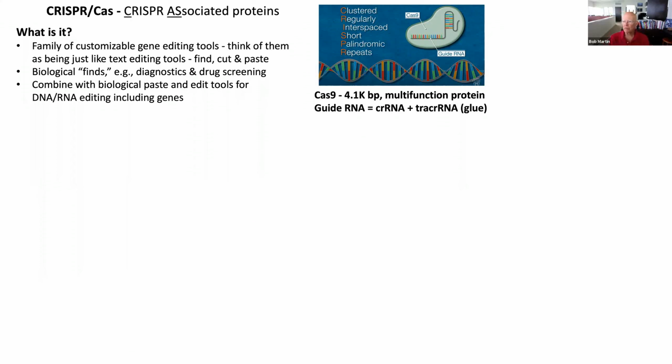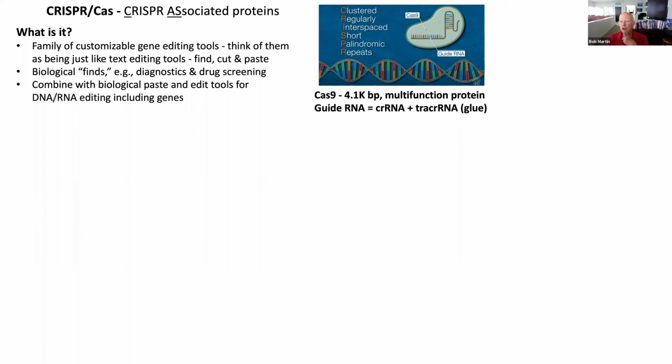This is the one that the folks got the Nobel Prize for. Cas9, that's one of many proteins that bacteria have. It's a very big protein. So it's 4.1 thousand base pairs. Our average protein is 539 base pairs. So this is a big protein. And it does a bunch of things, as we'll see.